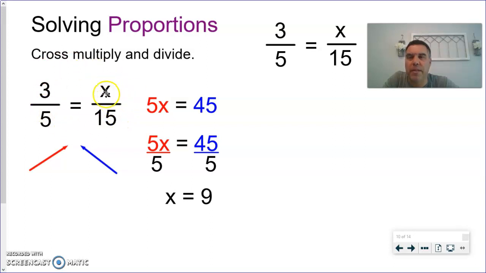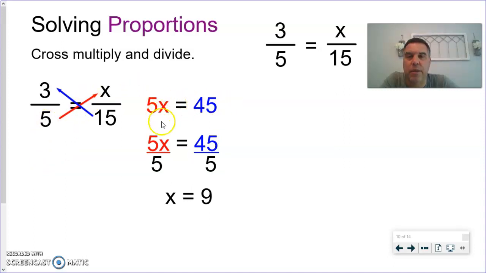One of them is going to be missing one part of it, so we'll put a variable there, like x or y or z. And then you start solving these. One of the ways that we check to see if they were equal is you cross multiply. So 15 times 3 gives you 45. And then 5 times x gives you 5x.